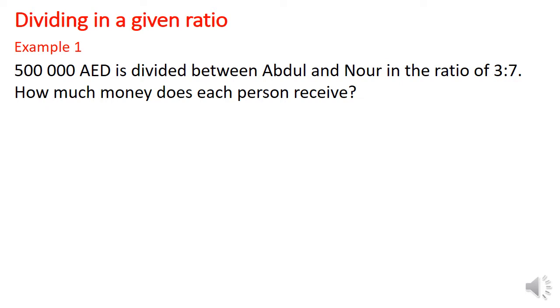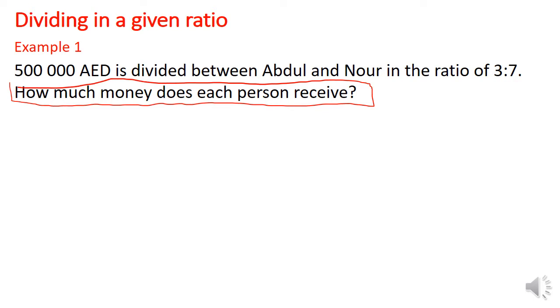So 500,000 dirhams is divided between Abdul and Noor in the ratio of 3 to 7. How much money does each person receive? So I'm going to draw a box around that. That is our big question that we need to answer. How much money does each person receive?